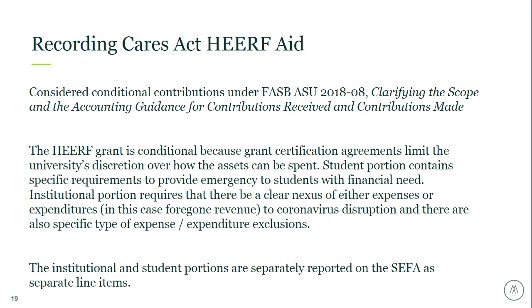The student portion contains specific requirements to provide emergency aid to students with financial needs. The institutional portion requires that there be a clear nexus of either expenses or expenditures, or in this case, foregone revenue, to coronavirus disruption, and there are also specific types of expense exclusions. Remember that each portion of the HEERF funding, the student and the institutional, is reported separately on your CFA as separate line items.